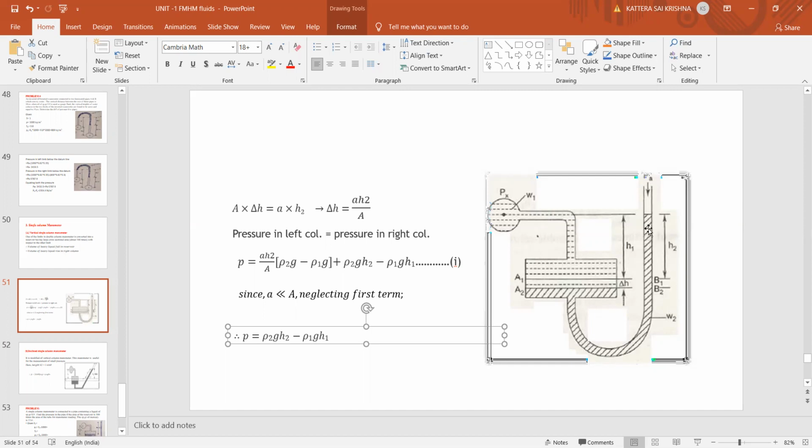Rho 2 G, since the density of this is rho 2, the height of the fluid is from B2. If you see after the pressure, this delta H also is here. So delta H plus H2 into rho 2 G, that is the pressure in the right limb.